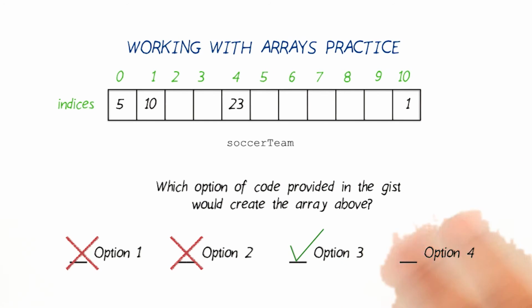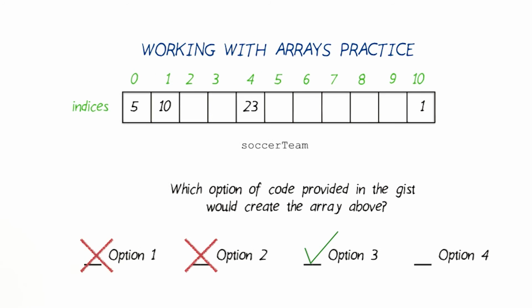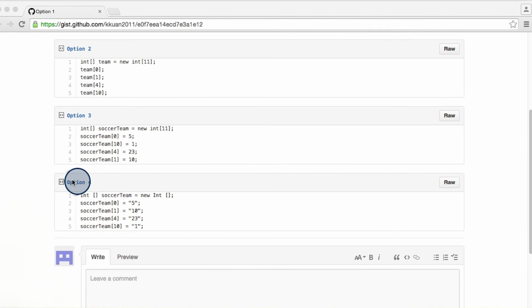And don't worry if you didn't get this correct. This is the first time you're learning about arrays, and there'll be a lot more chances coming up for you to practice. In case you were wondering about option 4, let's still take a look at it. So here in option 4, we're creating an integer array, but we're capitalizing int. Since the integer data type is a primitive type, we need to type int with a lowercase i. So this is a problem already.